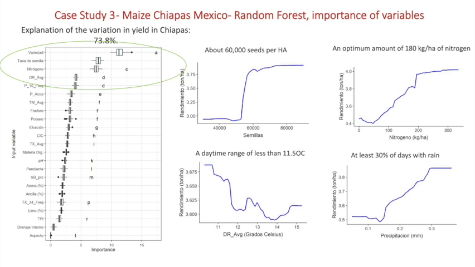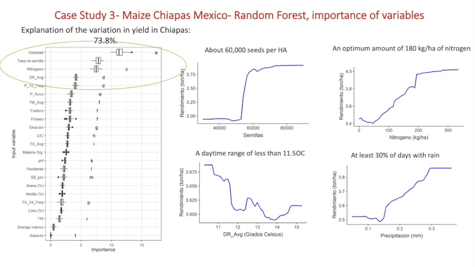We also use this method with random forest to generate the partial dependencies. In this case, we were able to identify that the most efficient practices that have the potential to lead to a higher yield was to use 60,000 seeds per hectare as the sowing density, to have an optimum amount of nitrogen of 180 kilograms per hectare, and that using more doesn't necessarily improve the yield.